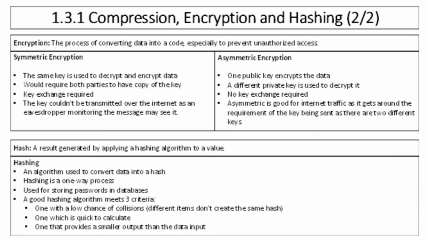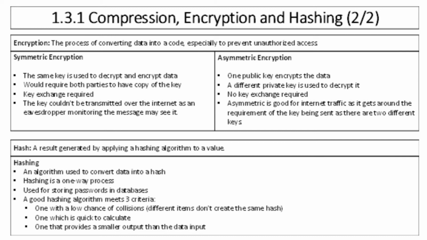But this is the good one, asymmetric encryption. One public key encrypts the data, and a different private key is used to decrypt it. No key exchange is required. Asymmetric encryption is good for internet traffic as it gets around the requirement of the key being sent, because it's two different keys. So you just send out your key to the whole world and people will go, that's Ben's key, we can just send him emails now.